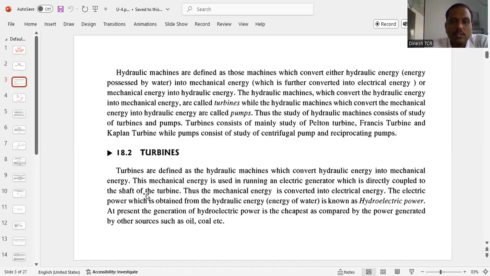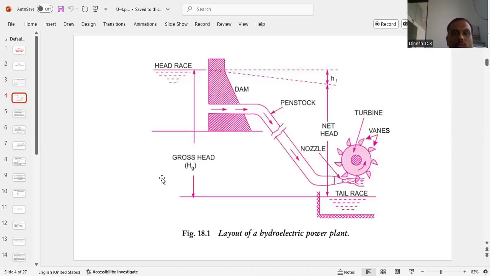This mechanical energy is used in running an electrical generator, which is directly coupled to the shaft of the turbine. Thus, the mechanical energy is converted into electrical energy. The electrical power obtained from the hydraulic energy, that is, from the water, is known as hydroelectric power. At present, the generation of hydraulic power is the cheapest compared to the power generated by other sources such as oil, coal, etc. So here you can see in the diagram.